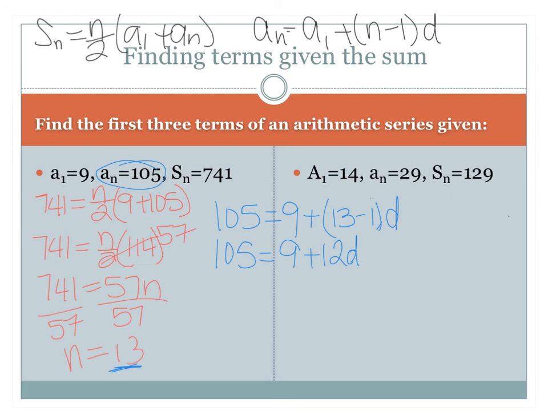And then I can do what? Subtract 9. What's that? 96 equals 12d. Divide by 12. And d is 8.